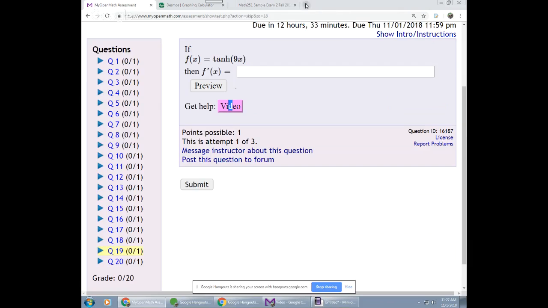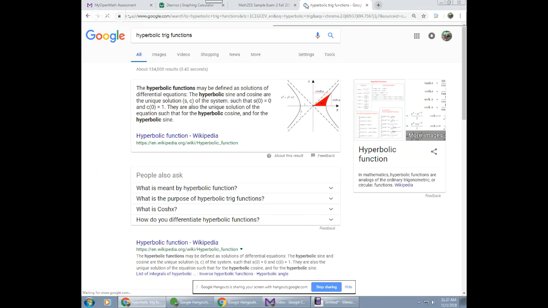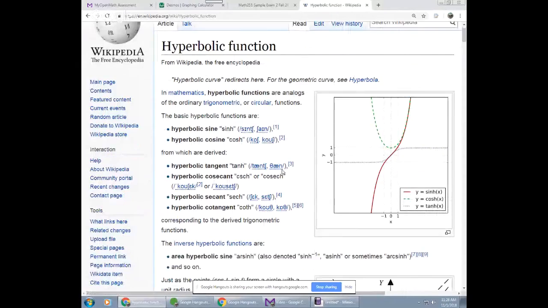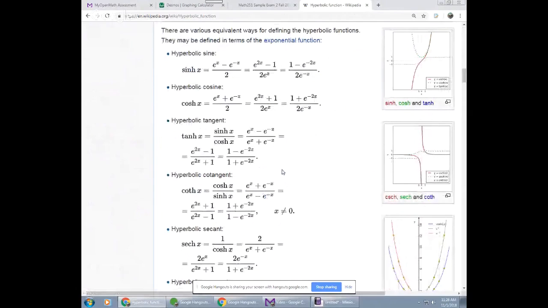So let's just look up those hyperbolic trig functions. And Wikipedia is always a good place to go. The only teacher I know that likes Wikipedia, that's crazy. Wikipedia is an amazing place.